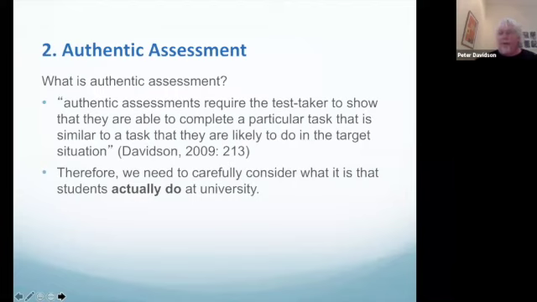Okay, so I've mentioned this already, authentic assessment. Excuse me, so this is point number 2. And I'm a big fan. I've been promoting authentic assessment for a long time. What is authentic assessment? Does anybody know? Anybody know what authentic assessment is?